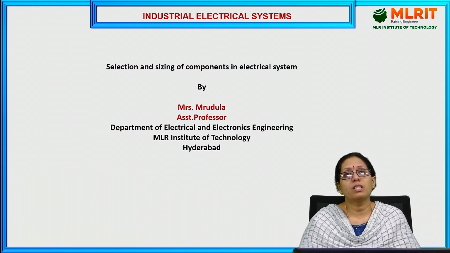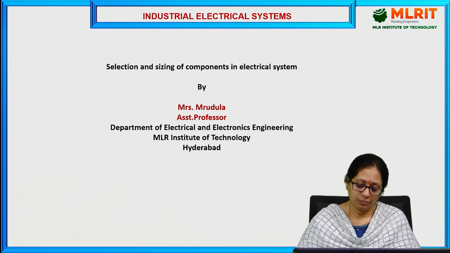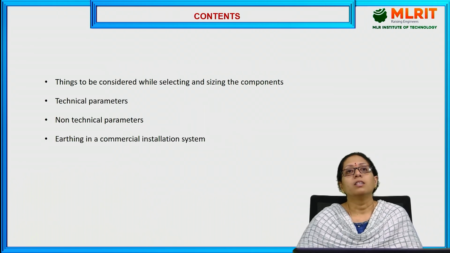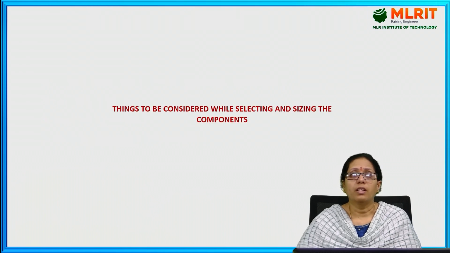Today I am going to discuss a topic about selecting and sizing of components in electrical systems. Here we will discuss things to be considered while selecting and sizing of components, the technical parameters and non-technical parameters, and earthing in commercial installation systems. First one, things to be considered while selecting and sizing of the components.